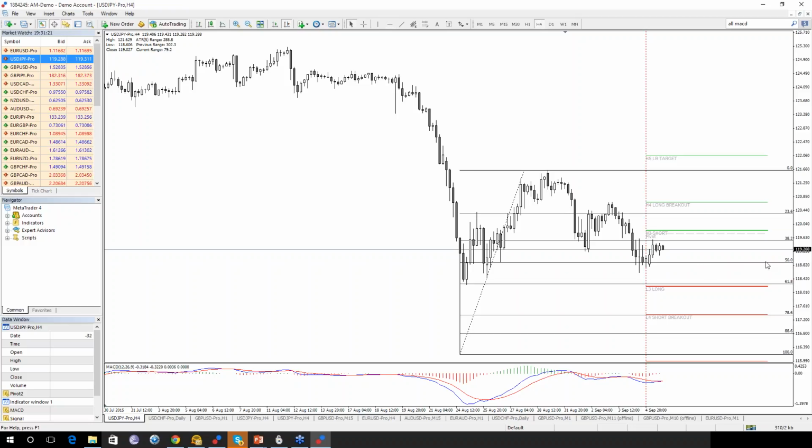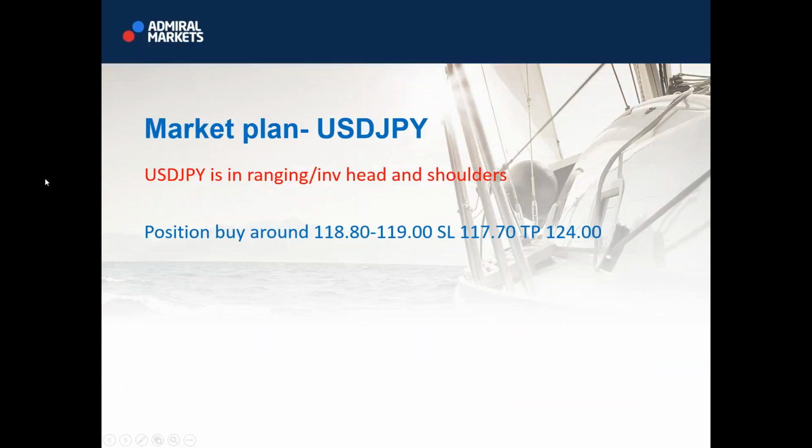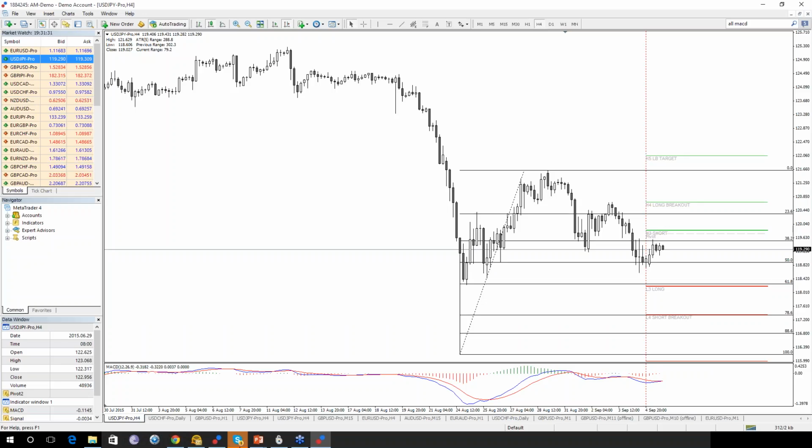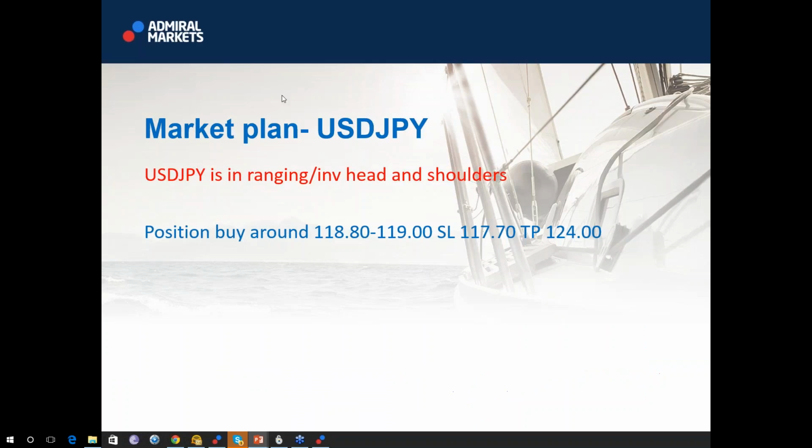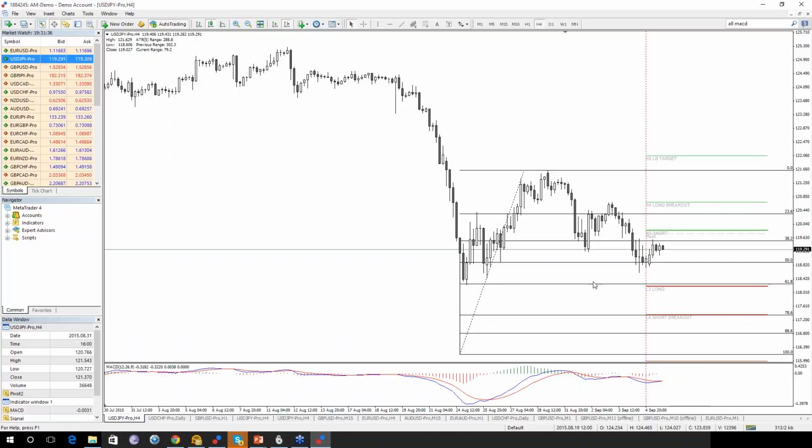Look at the confluence here, at 50. Let me show you the chart again. And here, do you see the confluence at 118.80? 1, 2, 3, 4, 5, 6, 7, 8 rejections here. And I'd say it's Labor Day in the US.